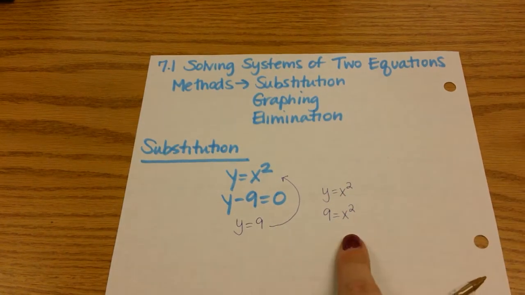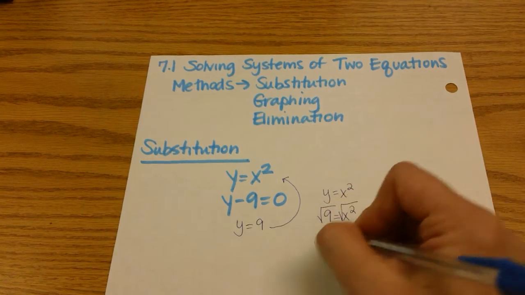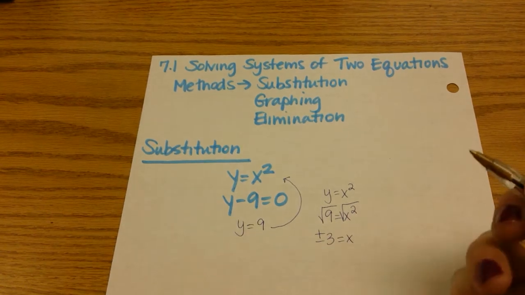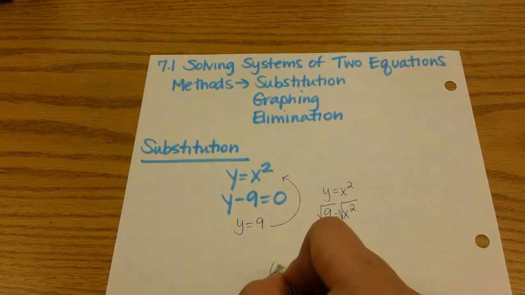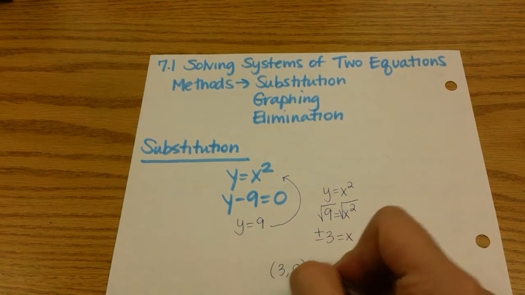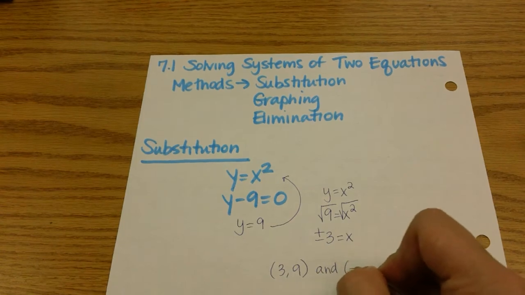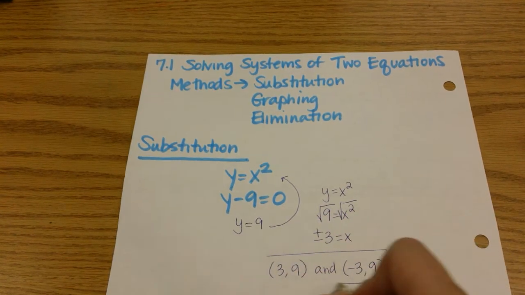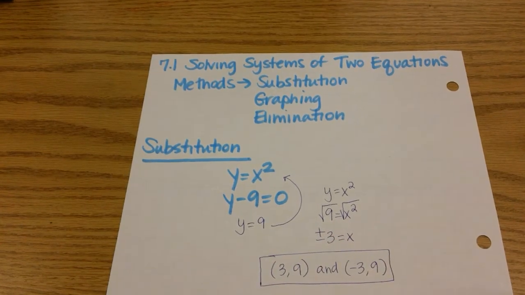And if we solve this for x by taking the square root of both sides, we get positive or negative 3 equals x. So in this case, we're going to have two solutions, one where x is 3 and y is 9, and one where x is negative 3 and y is also 9. Okay, so that's just a quick review of substitution.